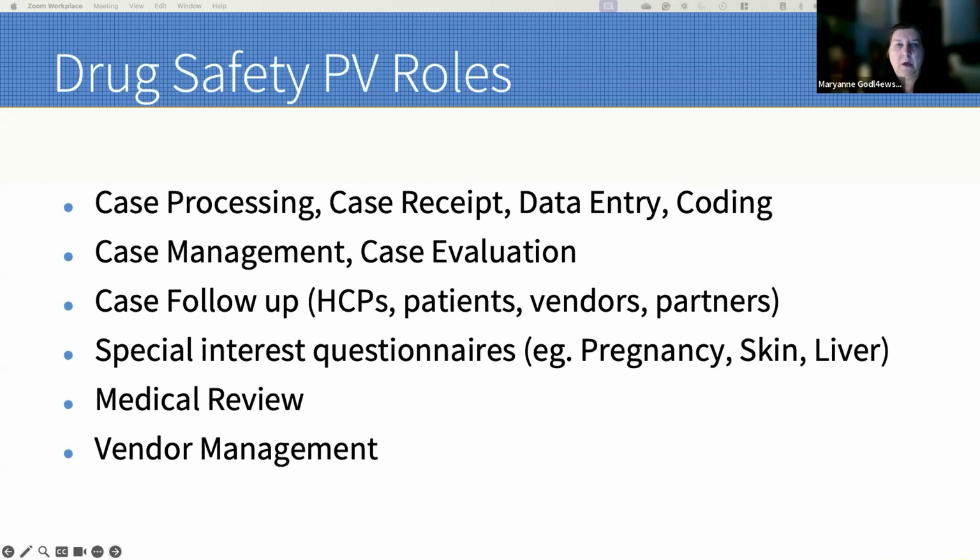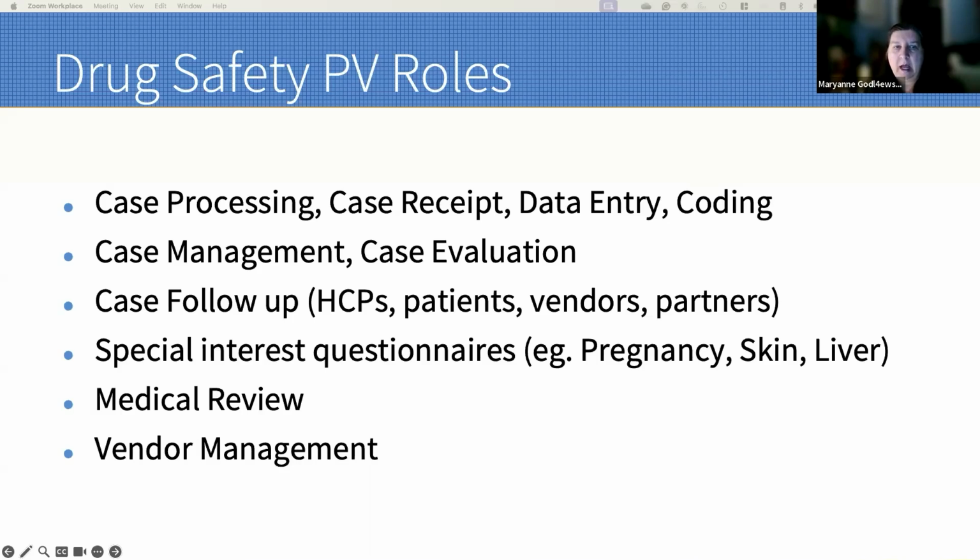We also have something called special interest questionnaires, particularly for things like skin disorders and pregnancy, or pre-existing conditions like liver disease or kidney disease. There's special interest in finding out about the person's medical background. There's a group of physicians that do medical review. So we have MDs on staff that look at the medical aspects and the causality. Is it a true medical association? And they analyze that information.